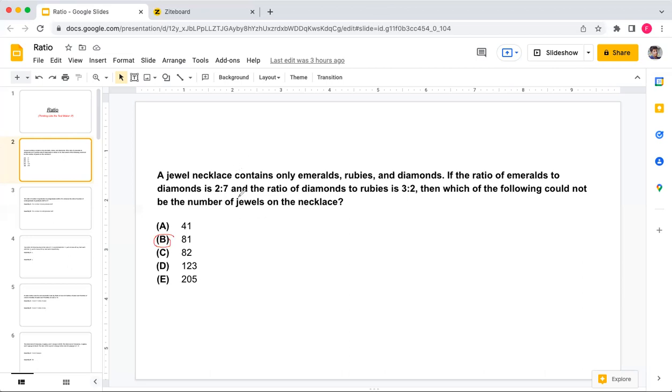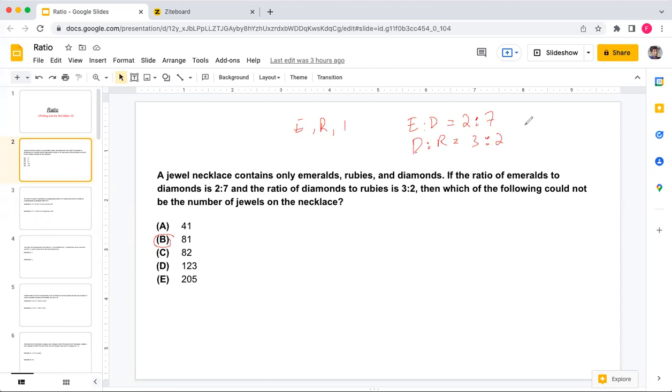We have 3 necklaces made up of emerald, let's call emerald E, rubies R, and diamond D. The ratio of emerald to diamond is equal to 2:7, and the ratio of diamond to rubies is 3:2, right? Okay, so the question is asking which of the following could not be the number of jewels in the necklace, right? This means the total number of jewels.